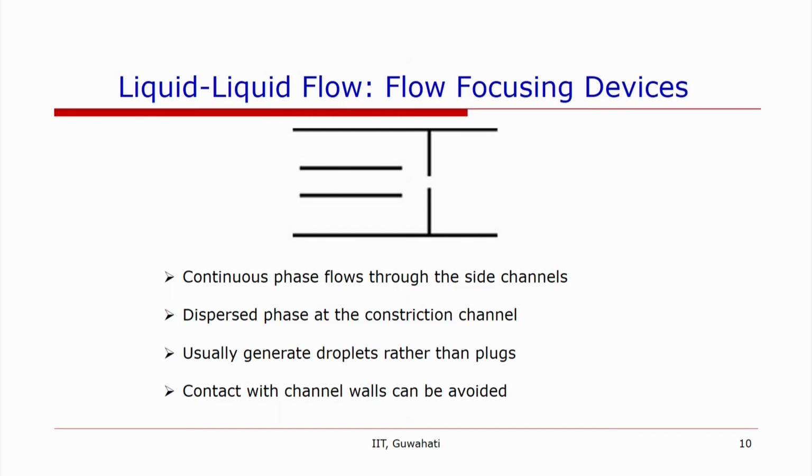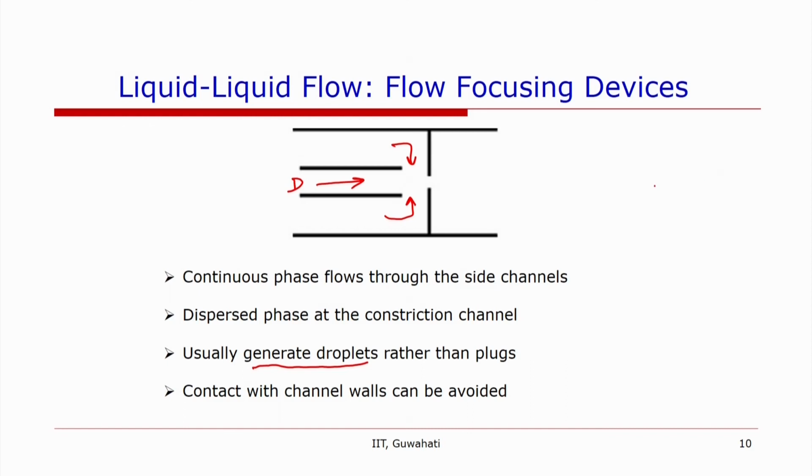Okay, then coming to the next configuration, the flow focusing device. In this case, the dispersed phase comes from the center, and the continuous phase comes from the two sides of the channel. And in this case, what is observed is that it generally generates droplets rather than plugs.